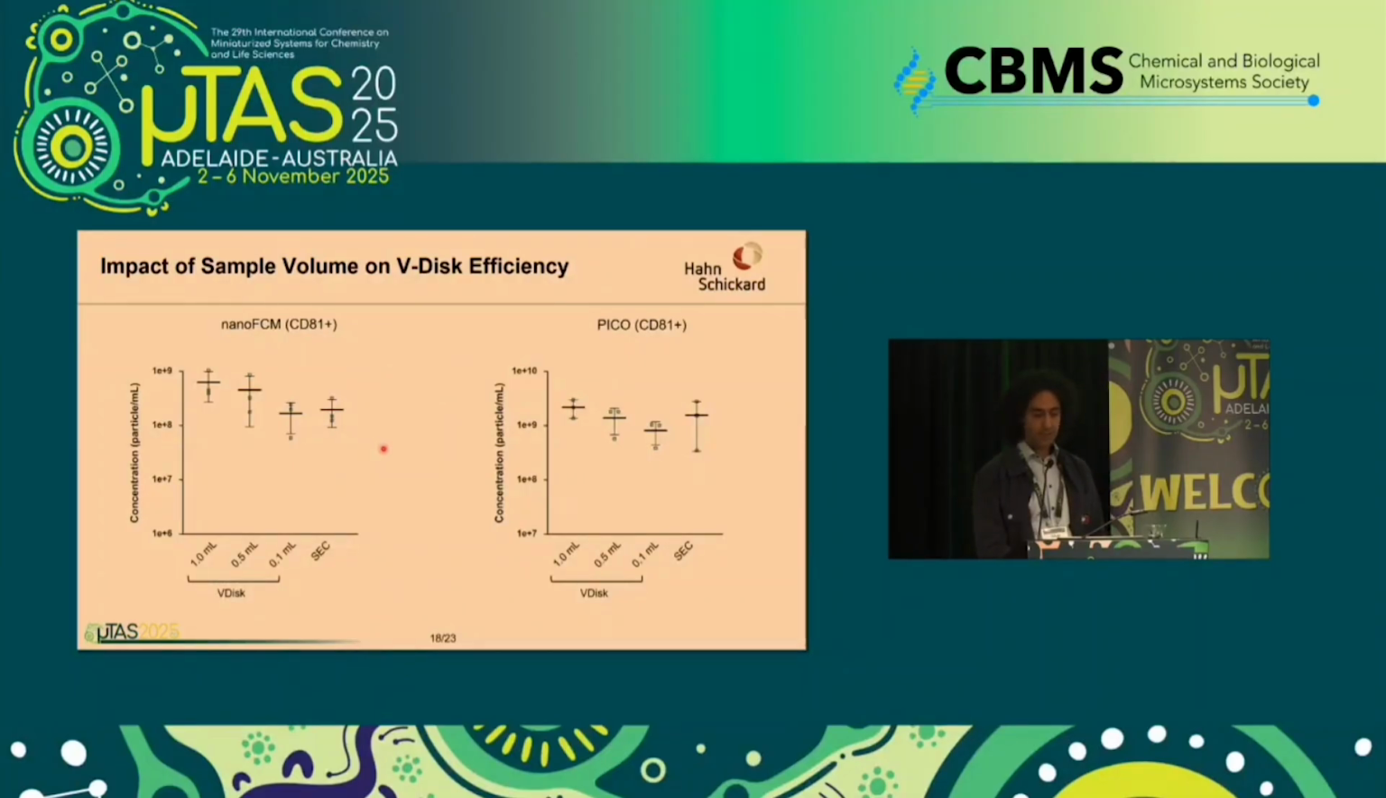And finally, to measure the concentration of the samples, we tested both methods using two different single EV analysis measurements, nano-FCM and pico assay with CD81 and CD9. So here I just show you the CD81 results. And of course, it's not a big surprise that we always get a higher concentration when processing a higher volume of the sample. And always the lowest concentration is attributed to VDisk processing the lower amount of sample. And we always saw that SEC concentration is somewhere in between this range.